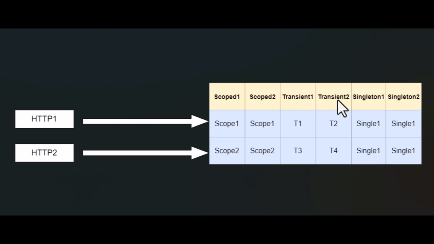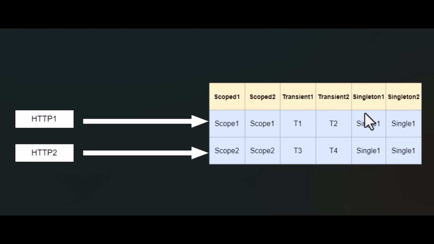Same for transient 1 and transient 2 in the same HTTP scope. The transient service is requested twice, and same for the singleton. So if we see, when the scope service is requested for the first time, it created a new one and gave the scope 1 object. But when it is requested for the second time, it again gave the same object, as it is the same HTTP request. For the transient one, the first time it is requested, it created T1 and provided the object, but for the second request, it again created a new one.